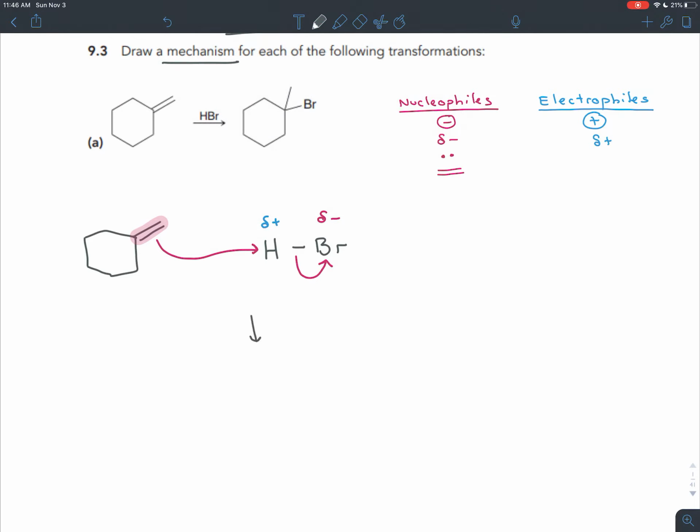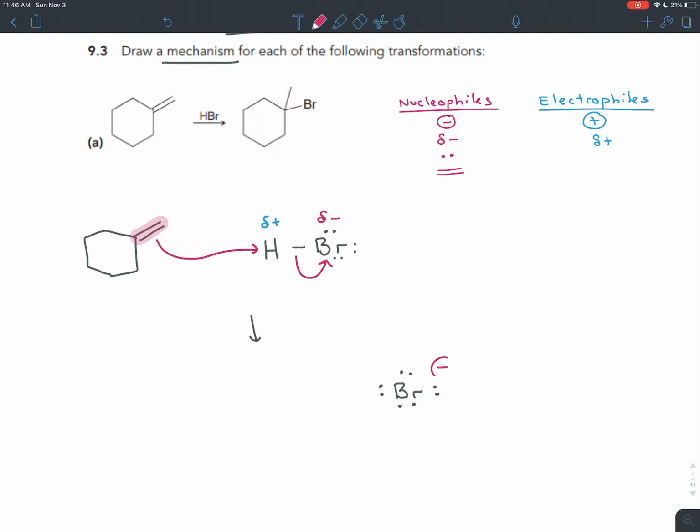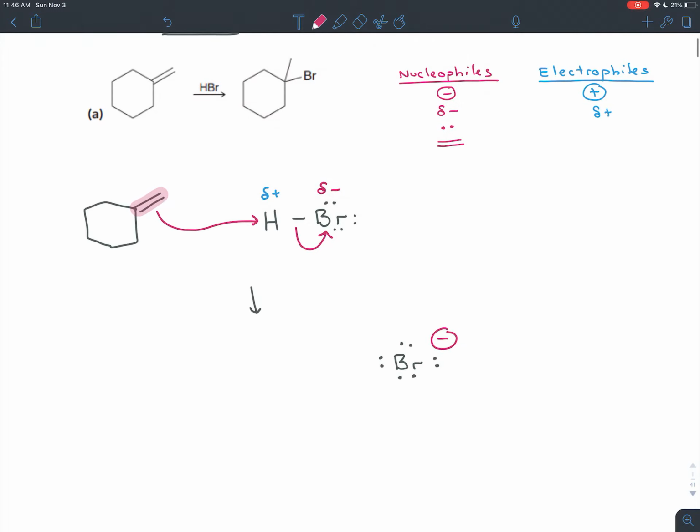Now one thing we're definitely going to get out of this, and this bromine starts by having 3 lone pairs, it's going to end by having 4. So one thing we're definitely going to get out of this is a bromine with a full negative charge. So that's a pretty intense looking nucleophile. It's got the negative charge and the lone pairs.